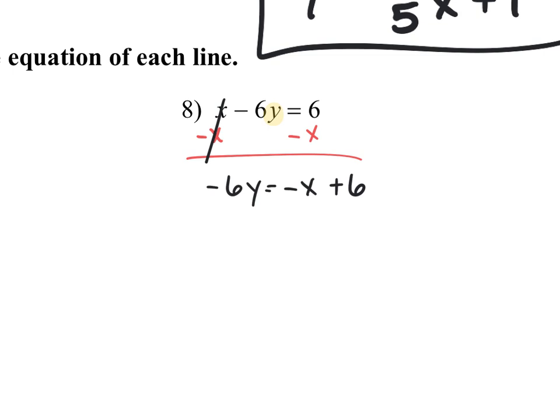Now, again, same idea. You want to solve for y. So how do you undo what is happening to the y? You divide. There's no operation there, so when nothing's there, it's really multiplication, so you have to divide. The thing to remember is when you divide that, you've got to divide everything by negative 6.